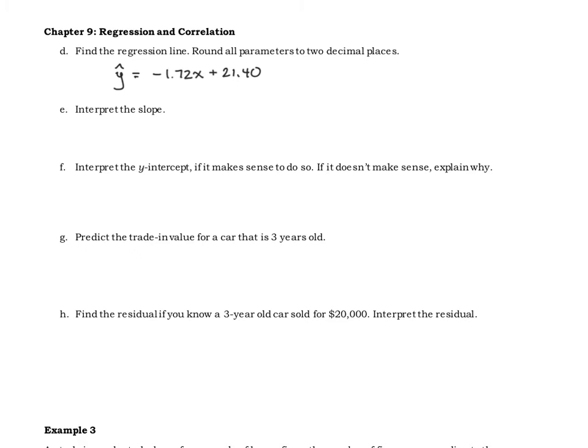Interpret the slope. So the slope is that negative 1.72, the coefficient of x. And so what that would mean is for every additional increase in x, so that's year, so for each year older a car is, okay, so our unit is a year older, so for every additional year a car is in terms of its age, the trade-in value.